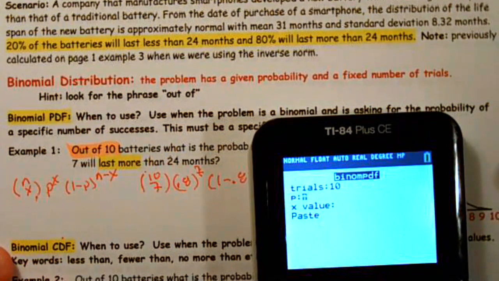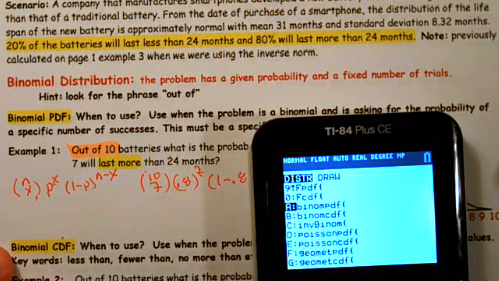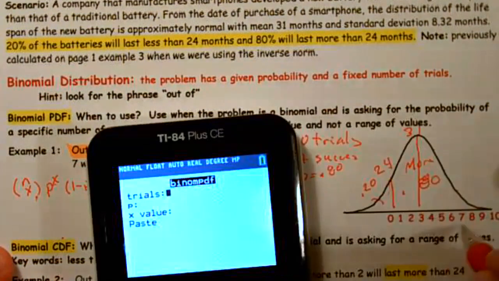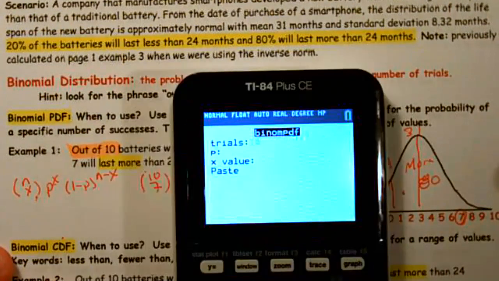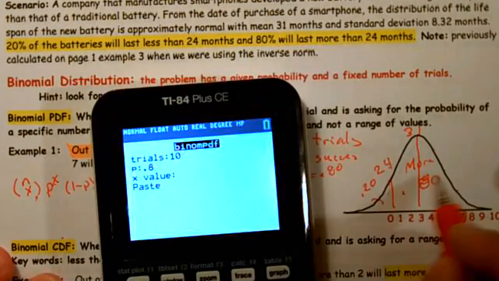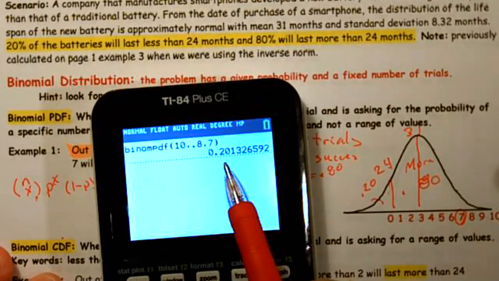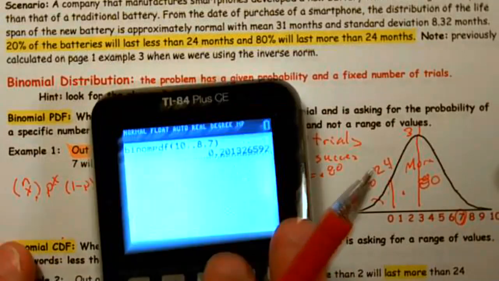So second quit, second vars, binomial PDF, because it was a specific number of successes. We only circled that we needed exactly 7. I didn't circle multiple values. So I have 10 trials. My probability was 0.8 because it was the more than that we shaded, and the X value happens to be 7. And so that's about 0.201.